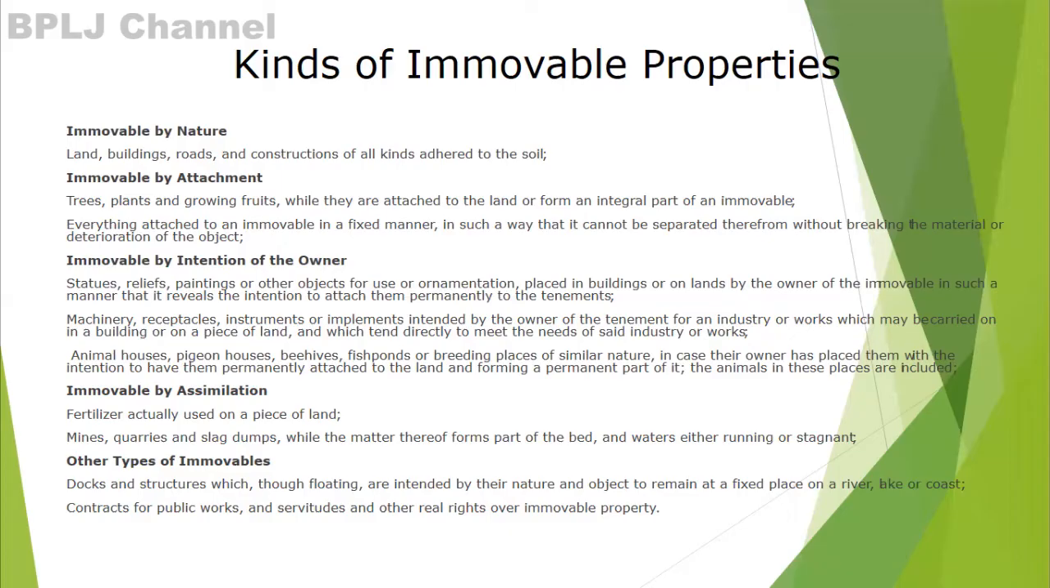Another one is animal houses, pigeon houses, beehives, fish ponds, or breeding places of similar nature in case their owner has placed them with the intention to have them permanently attached to the land. The animals in these places are included. So what is the common denominator with respect to these immovables? These immovables are movable by nature. Okay? They are not immovable by nature. They are not attached to the land. But they become immovable because of the intention of the owner.